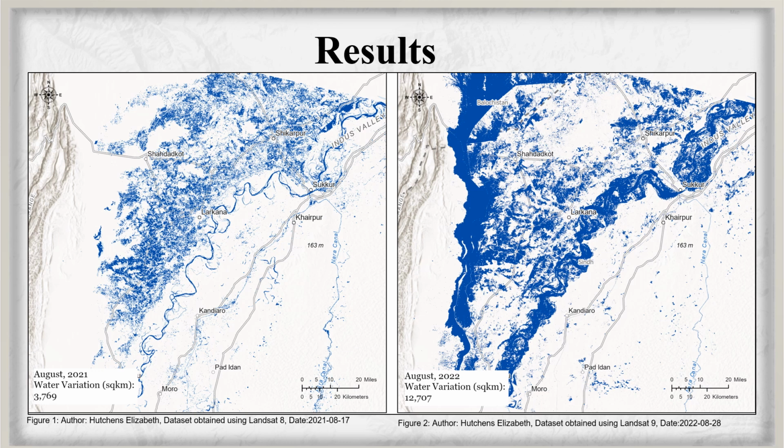As we can see, there is a drastic change from 2021 to 2022 variations. In 2021, we see that the area is 3,700 square kilometers, and in 2022, we see an increase to 12,700 square kilometers in variations between the flood area and the previous year.